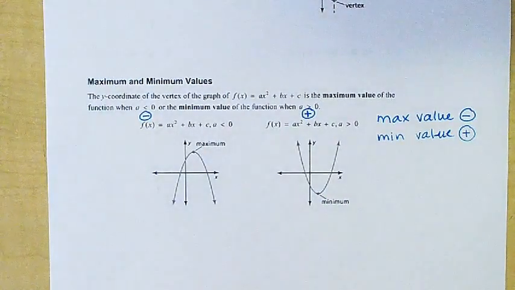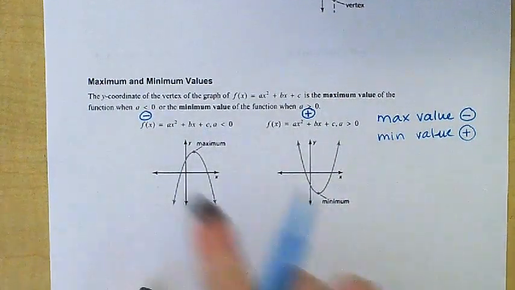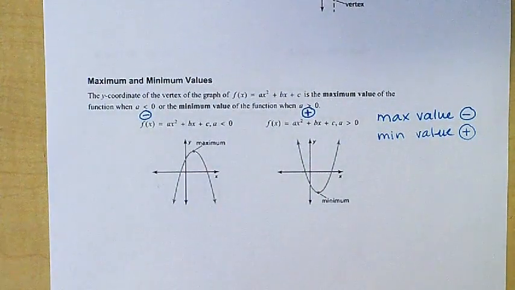Same thing over here. So that sign in front, which we've talked about a lot, that positive or negative, tells us whether it opens up or down, and then that's going to tell us whether we have a maximum or a minimum.